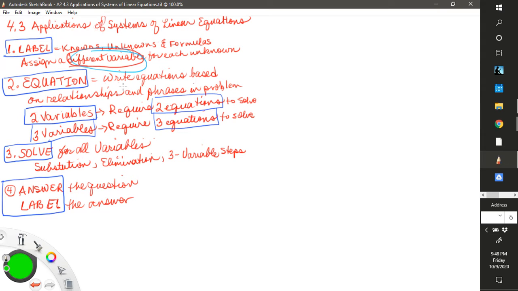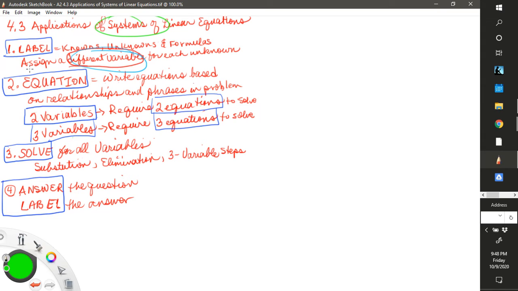We already know that we're going to pay attention to the relationships and phrases to set up our equations. When we have 2 variables, we're going to have 2 equations. If we have 3 variables, we have to have 3 equations. So when you're solving a system of equations, you have to have an equation for every single variable in order to do an elimination procedure and solve for each variable.